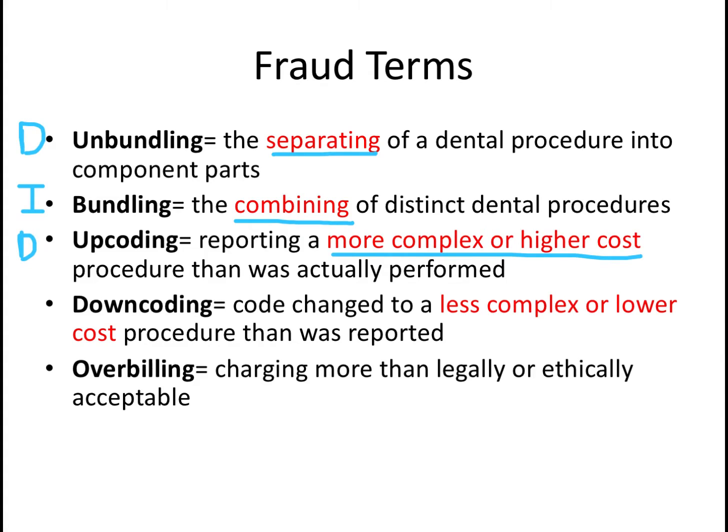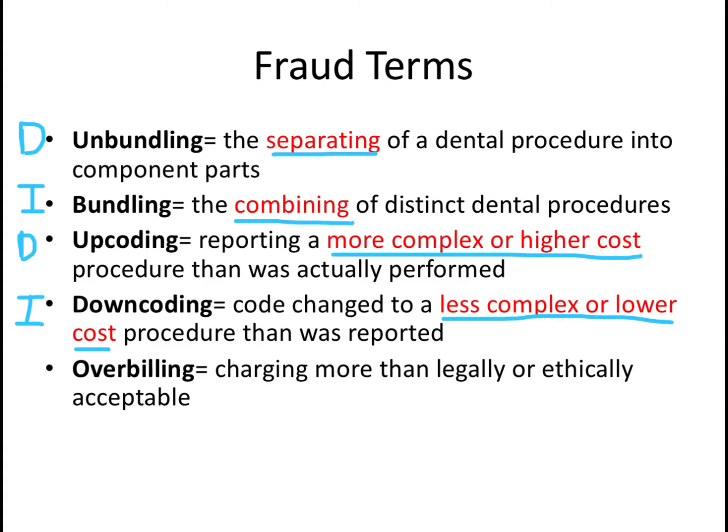And then downcoding is just the opposite. So this is where a third-party payer changes the procedure code from a complicated higher cost procedure to a less complex or lower cost procedure than what was reported by the dentist. So a good example here is a dentist who did a 3-surface composite and the insurance turned it into a 1-surface composite. So this again is on the insurance company end and they're the ones committing fraud.